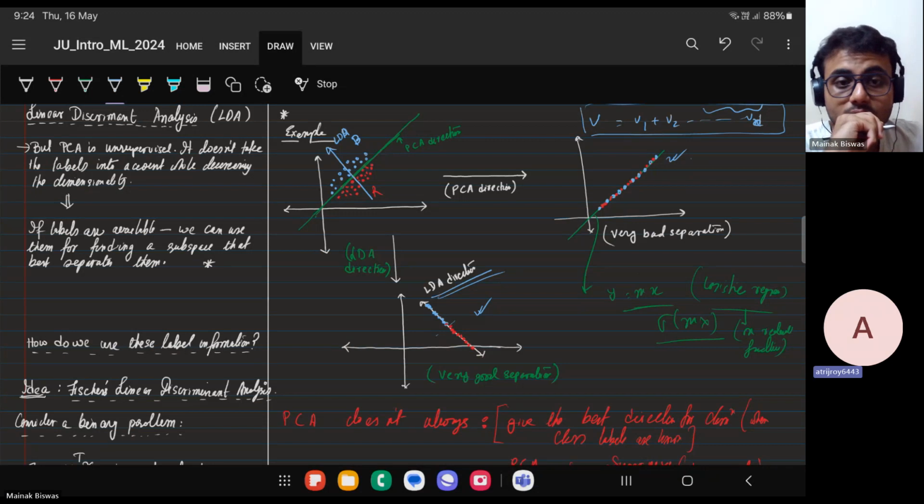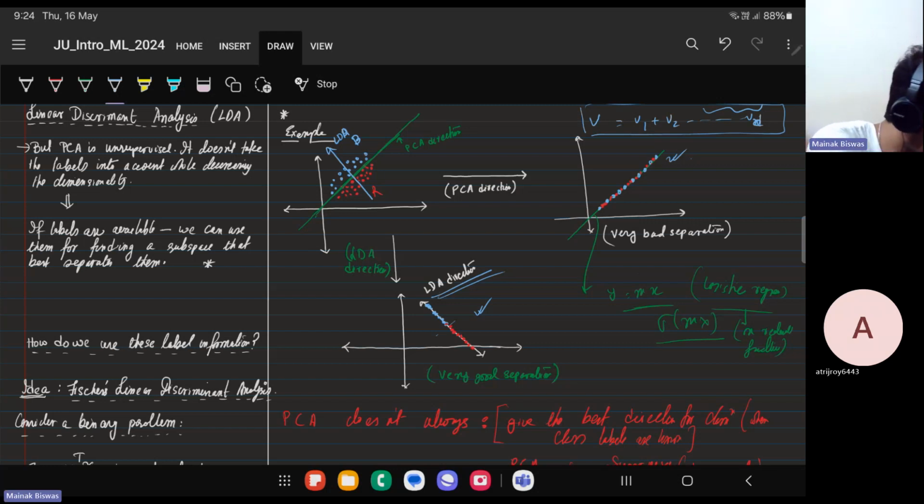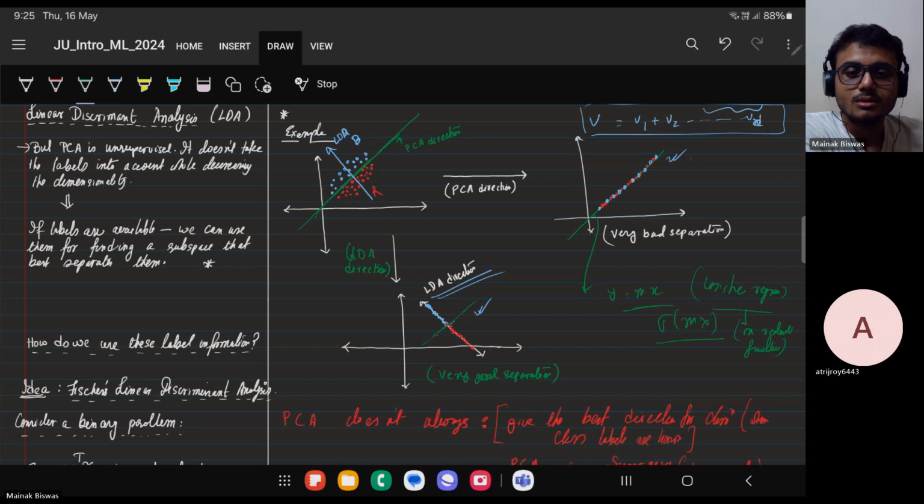So I will try to do both objectives somehow. We'll see how we'll do that: maximize the variance in some way, but also try to separate the classes somehow. So once you do LDA, you sometimes don't even need a classifier. People in neuroscience sometimes use LDA directly as a classifier, because you directly get linearly separable data points.